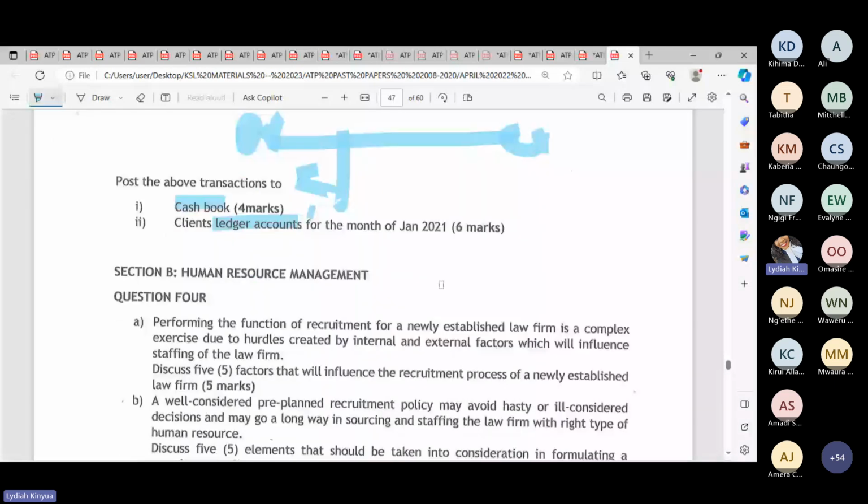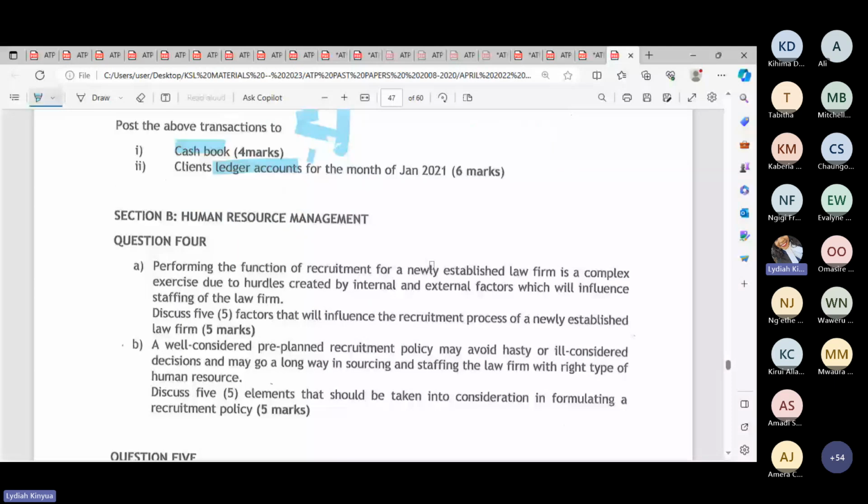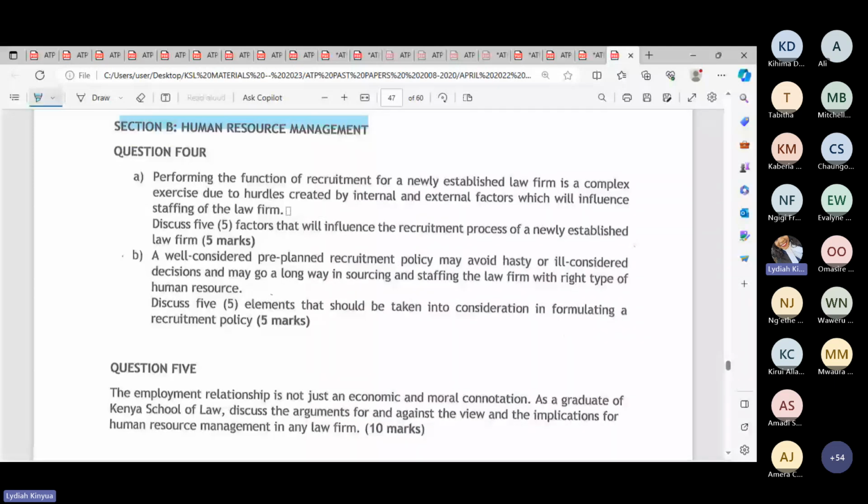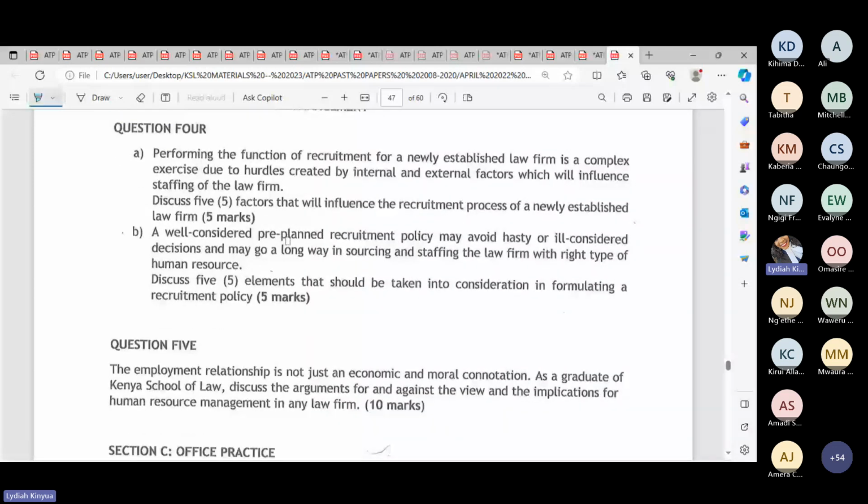Most people leave that room without using it, because what you'll do is come to part B and start with your human resource management. Let's say that's what you're good at. You see the question, everything you'll see tomorrow, we've mentioned it. The question will be: discuss 5 factors that influence recruitment policy.